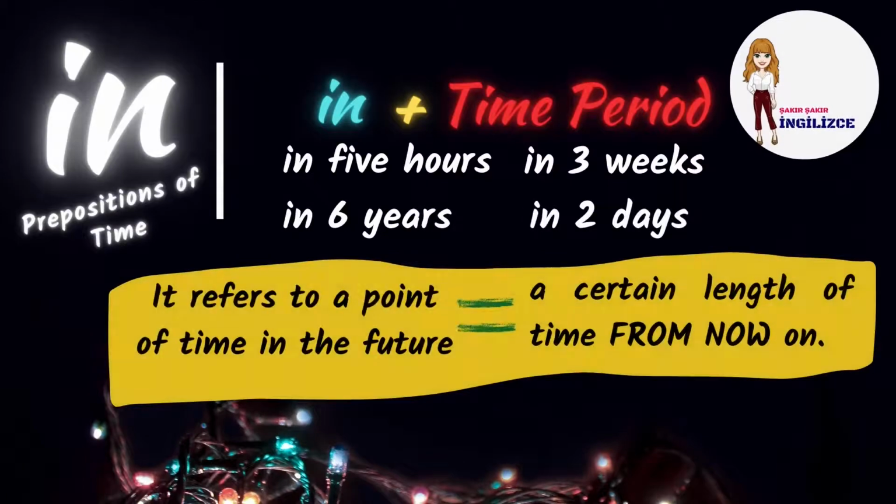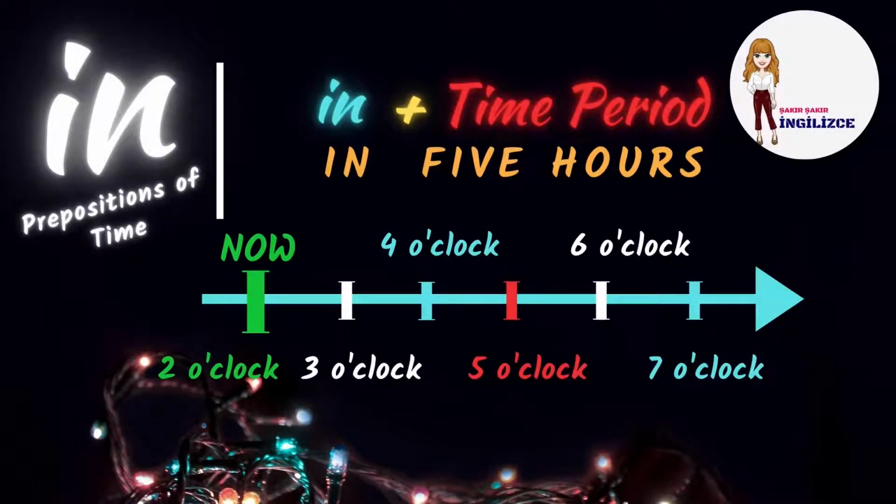We can use in with a time period. We say in 5 hours, in 3 weeks, in 6 years, in 2 days. It refers to a point of time in the future. That means a certain length of time from now on. And usually, at the end of that time period, something will happen.